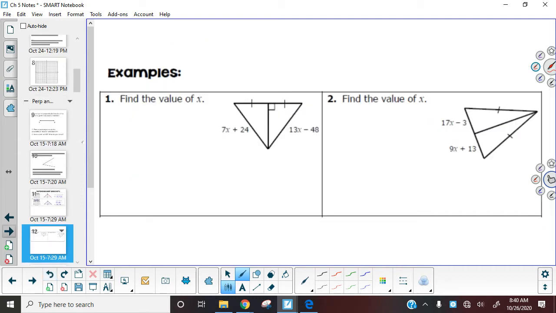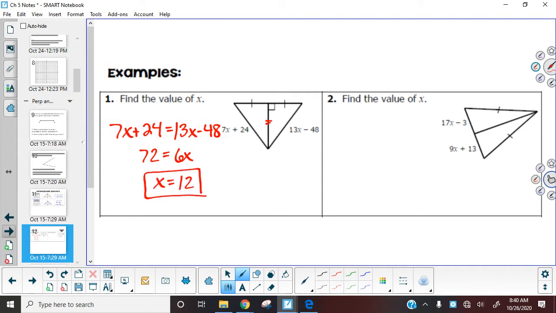All right, so here's the application piece of this. If we look at this question, we can recognize, again, we have this shared side, so we have congruent triangles, making those two pieces, 7x plus 24, equal to 13x minus 48. And then we can just go ahead and solve. So when we look at this, we get 72 on the left, 6x on the right, and when we divide, we get x equals 12. That's it.